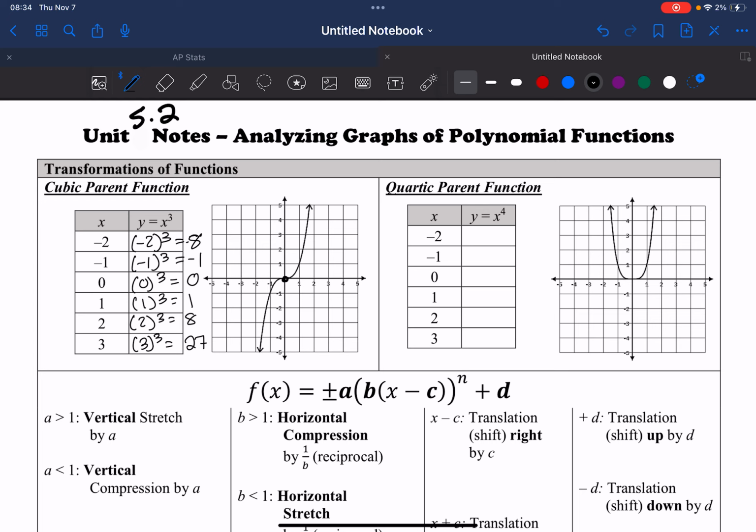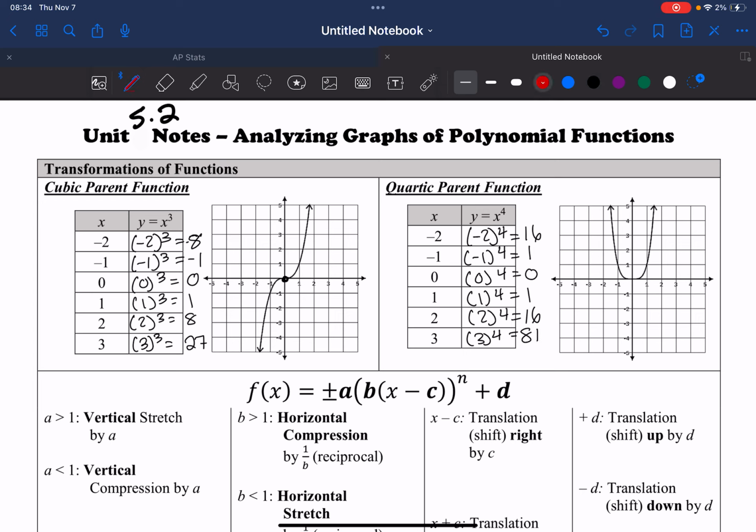Okay. Then we have the function y is equal to x to the fourth. And so for this parent function, we're going to take all those x values and we're going to raise it to the fourth power. So we have -2 to the fourth power, which is 16. -1 to the fourth power is 1. 0 to the fourth power is 0. 1 to the fourth power is 1. 2 to the fourth power is 16. And 3 to the fourth power is 81.